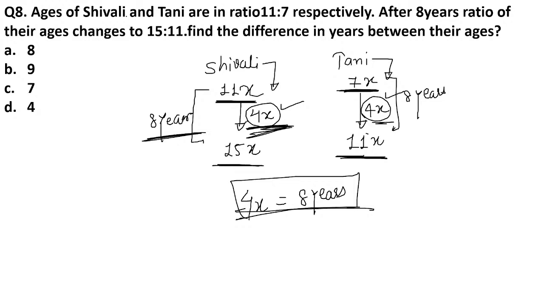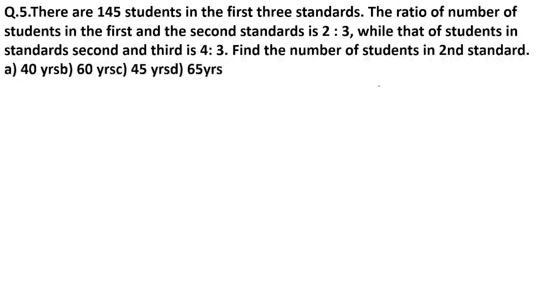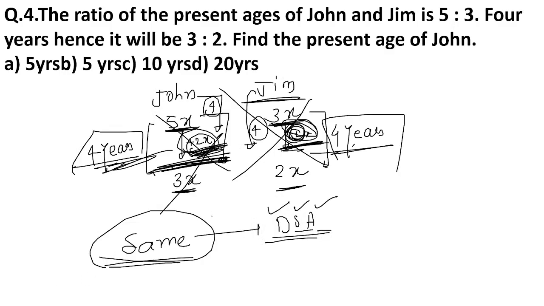Yes? Okay. So, here in Shivali's and Tani's question, after 8 years on both sides, both ages, that is Shivali's as well as Tani's age, got increased by 4 parts. But in case of John and Jim's question, here John's age got increased by 2x, but Jim's age got decreased by 1x. Now here the parts are not the same, or the difference is not the same. Correct? So we have to make it the same.